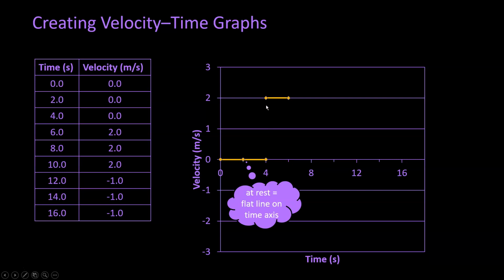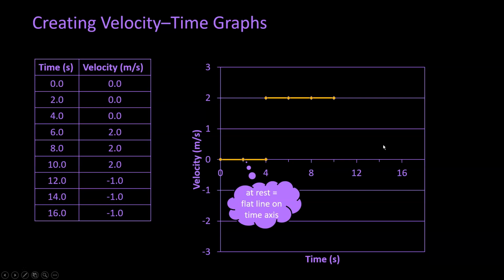So we have two data points here, and we do not connect them with a line, we just leave them blank like that. What that's saying is at the end of 4 seconds, this object instantaneously went from 0 to 2 meters per second. Now that can't physically happen. It has to take at least a little bit of time. But for beginning to learn velocity time graphs, we're just going to say this change happened instantaneously.